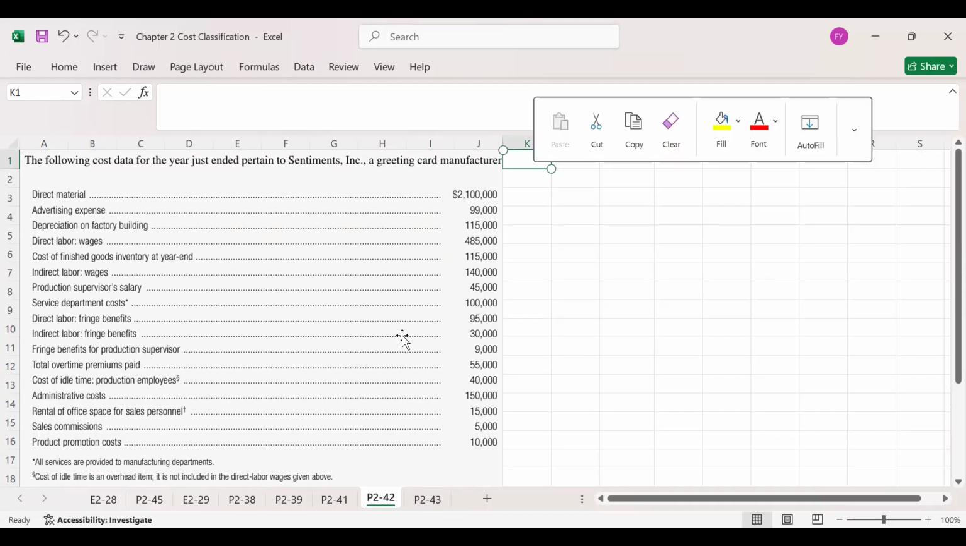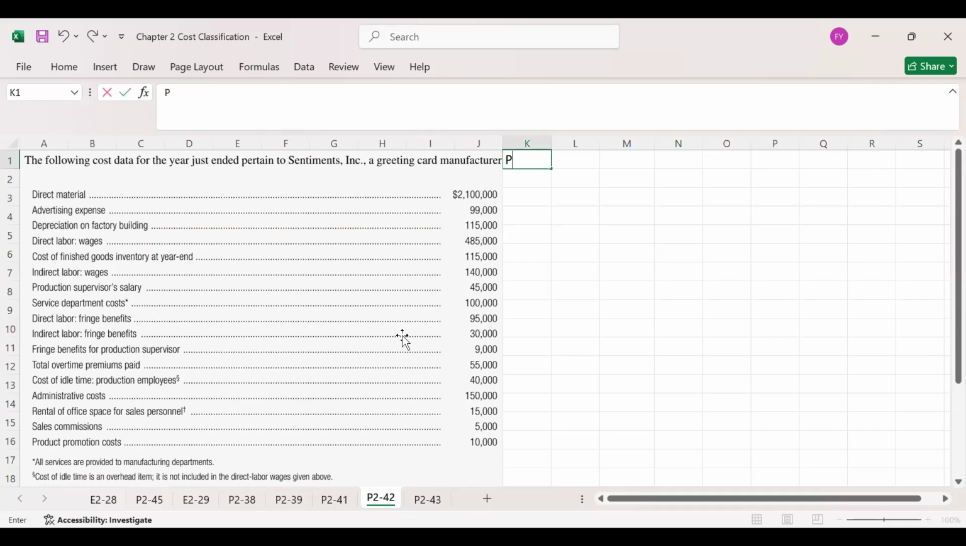So prime cost is the combination of, or is the sum of, two main production cost, which is direct materials and direct labor. So we will add these two to get prime cost. Here in this data, you can see direct material is given directly, and then direct labor wages is also given. But do remember that fringe benefit of direct labor is also part of direct labor cost.